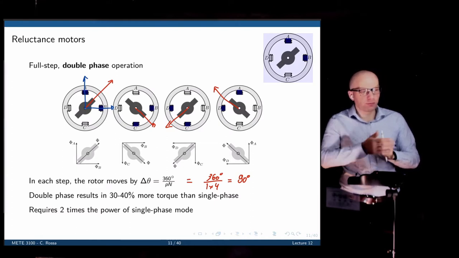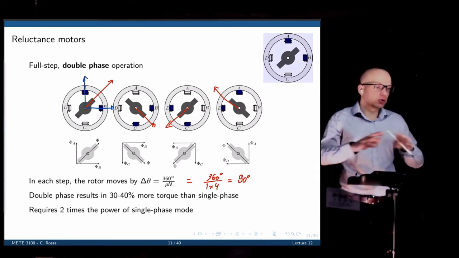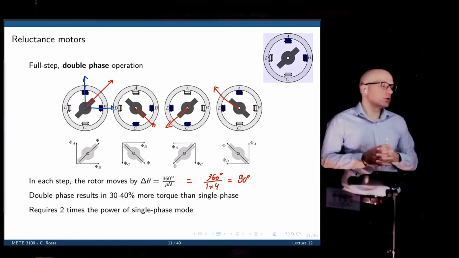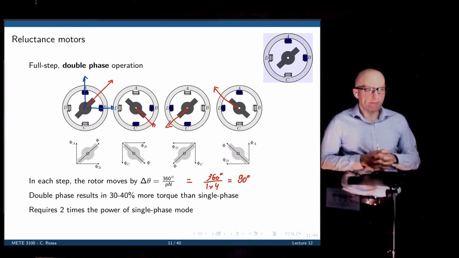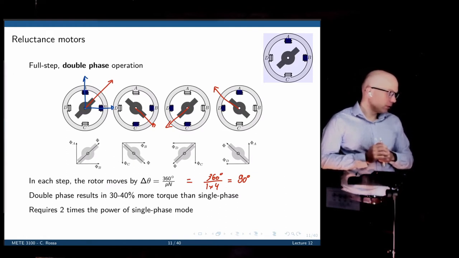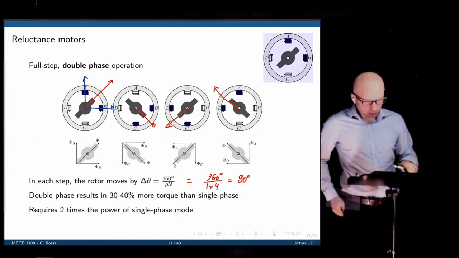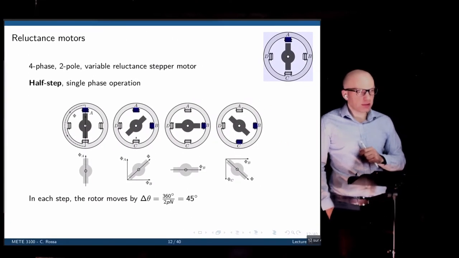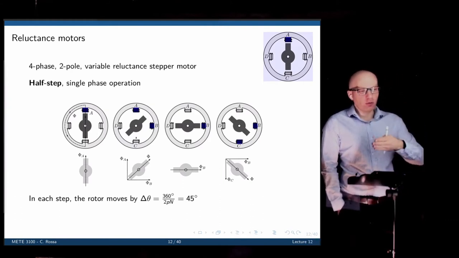How would you increase accuracy? If you use single phase or the double phase full step, we are at 90 degrees, so nothing changes, only the torque changes. How do we increase accuracy? What if we use... alternating between them, because one will give you the vertical, one will then give you the 45. Precisely. You're going to alternate between these two operating modes. We use the full step.